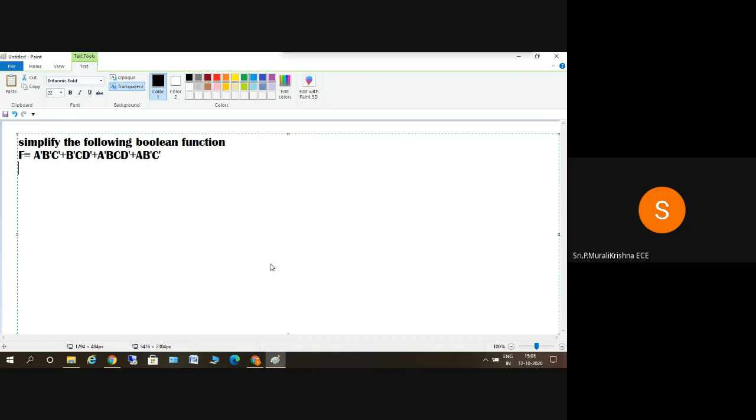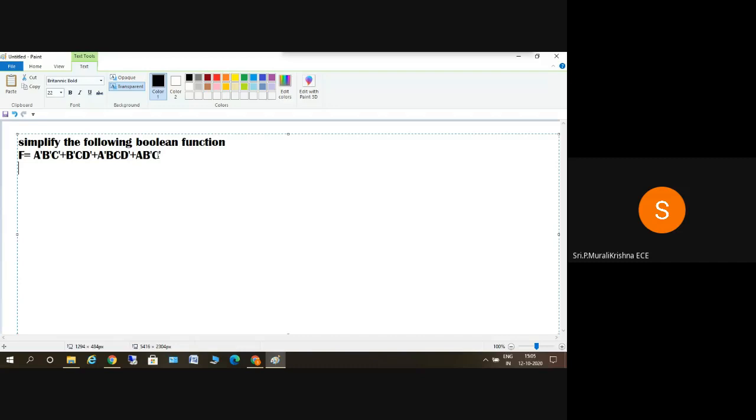I already told you that an octet will reduce 3 literals, a pair will eliminate 1 literal, and a quad will eliminate 2 literals. So what we have to check here is that this is obtained by forming a pair. This is obtained by forming a pair. We need 2 ones, and this is the individual one, and this is also formed by grouping a pair here.